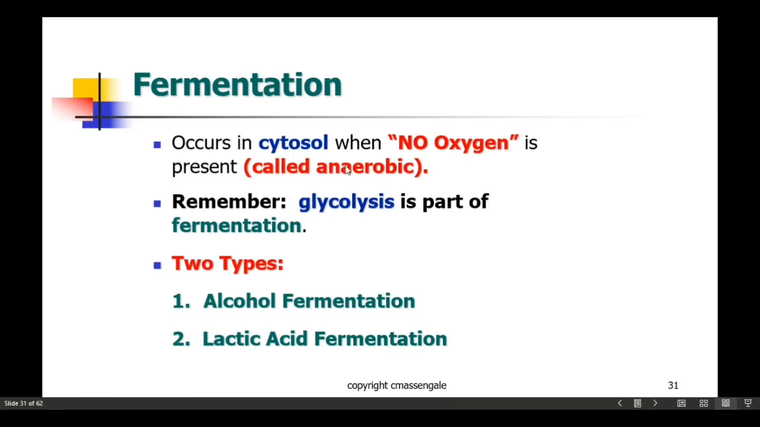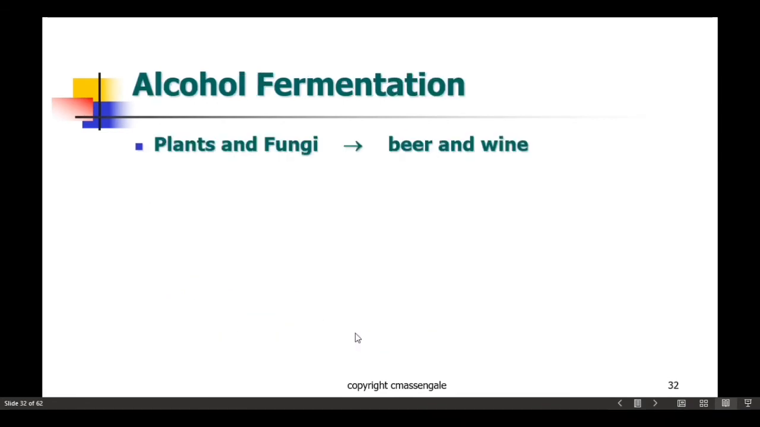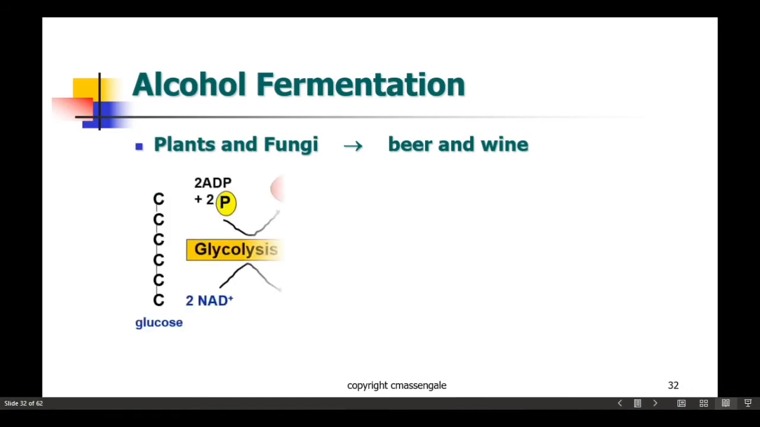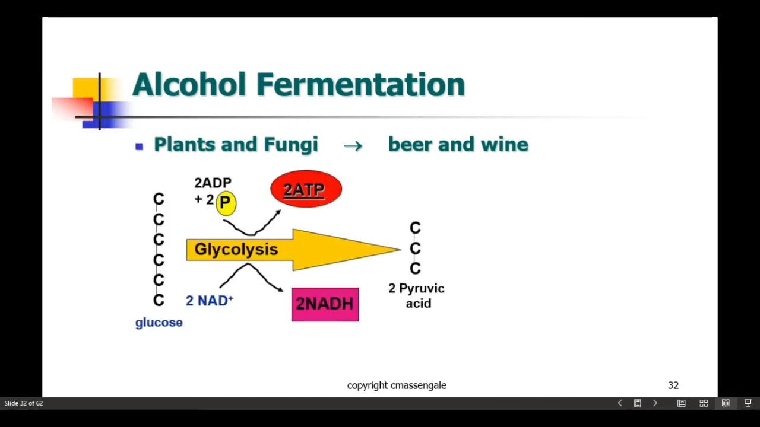Fermentation happens in two ways depending on the type of organism. These are alcohol fermentation and lactic acid fermentation. Let us discuss first what alcohol fermentation is. This type of fermentation happens in plants and fungi. And in industry, this fermentation is used to create beers and wines and other food and beverages that we consume.